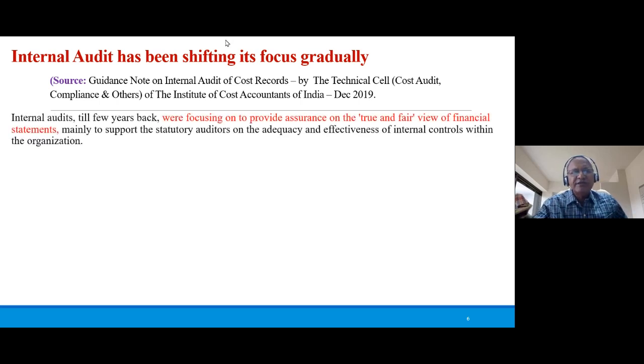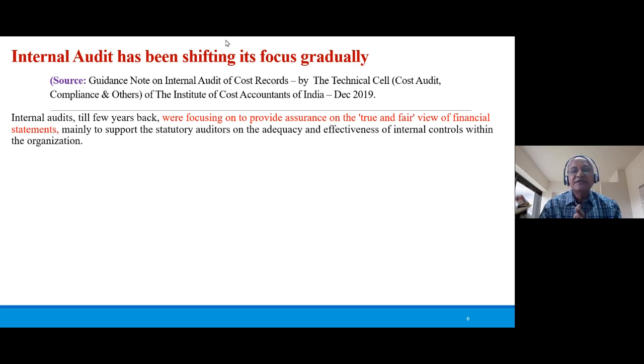What it states, which is very true, is that internal audits a few years back were focusing on providing assurance on the true and fair view of financial statements. It was the financial statements, the audited statements, cash flow, balance sheet, P&L, notes on accounts, all that, whether they are true and fair. Like the statutory audit, this internal audit focus was mainly to support the statutory auditors and to look at the adequacy and effectiveness of internal controls. Because the statutory auditors, if you see the CARO audit report, are also supposed to certify whether the internal controls and the internal audit system are adequate. So this was a support to the main auditor, the statutory auditor, as far as the auditing part was concerned.